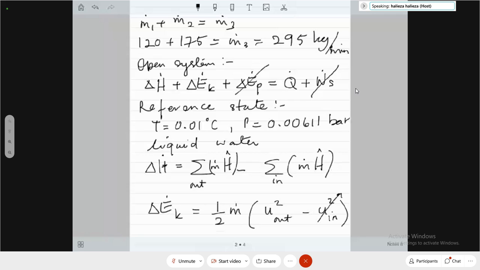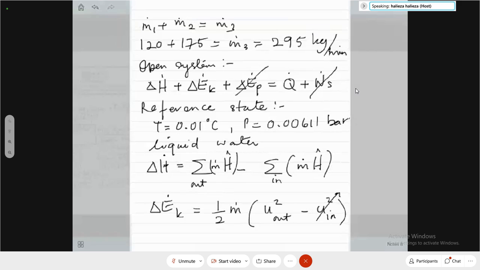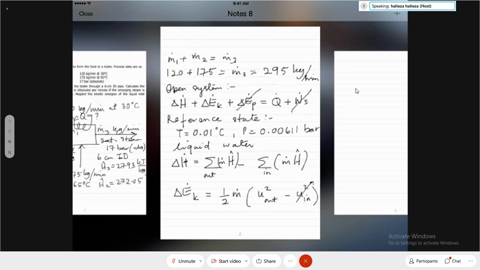So now let's do the enthalpy first, since we already have the enthalpy. We already have the enthalpy, so next go to the next slide. I'm going to do it in table form.